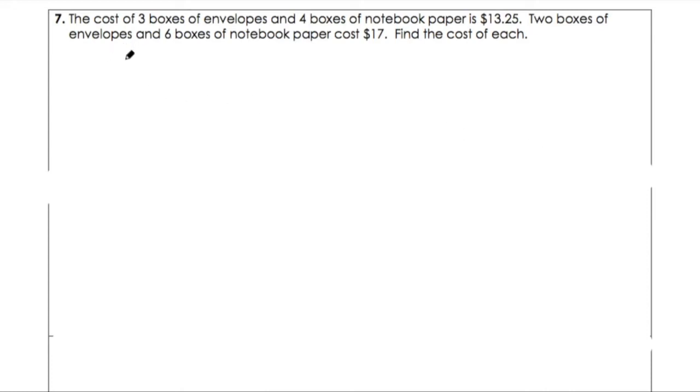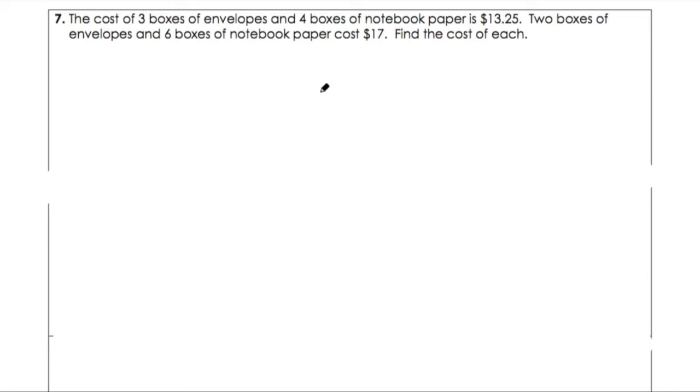So this example says the cost of 3 boxes of envelopes and 4 boxes of notebook paper is $13.25. 2 boxes of envelopes and 6 boxes of notebook paper cost $17. Find the cost of each. So a good place to start is to think about what they've asked you to find. Either find this or what is this. That's going to be a good indication of what your variables should be.